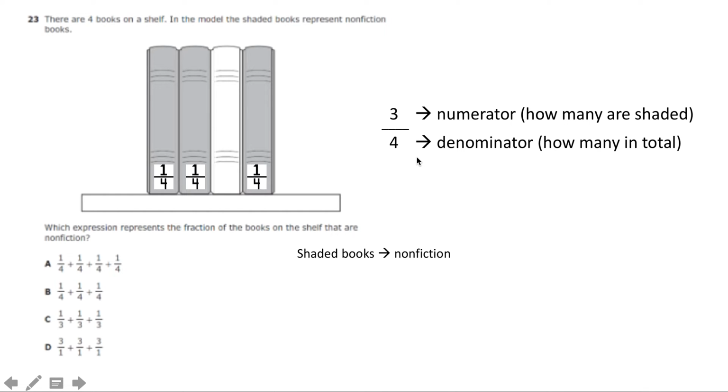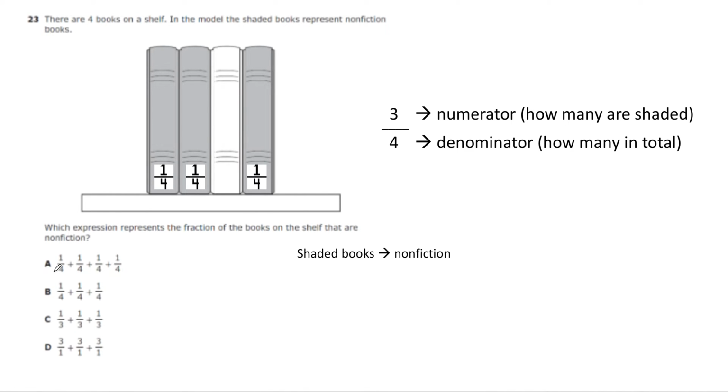So what I want you to do right now is pause the video and check these expressions and decide which one you think it is before I go over the answer. So pause the video now and see if you can figure out which one it is. Okay, now we're going to go through them together. So let's go through the answer choices because that is a very smart thing to do.